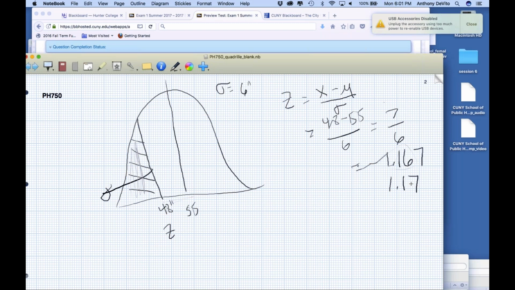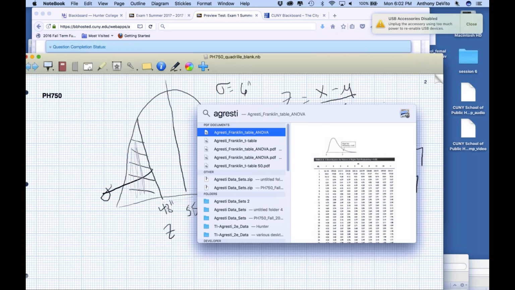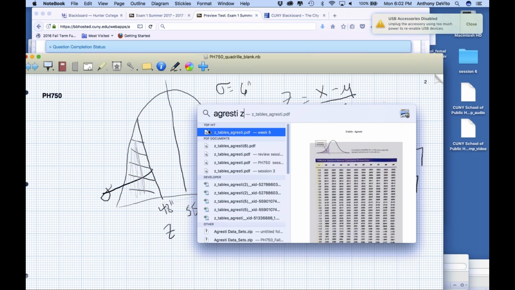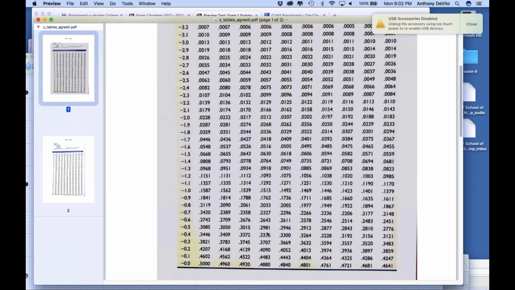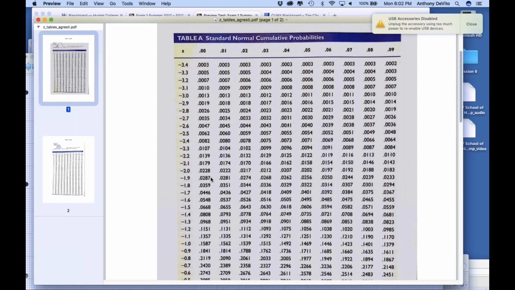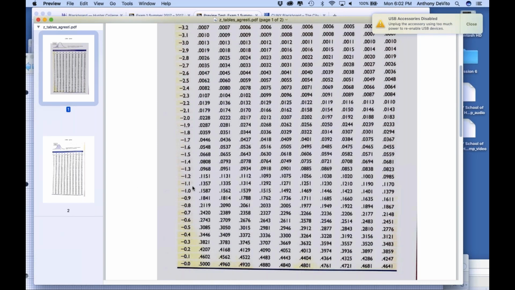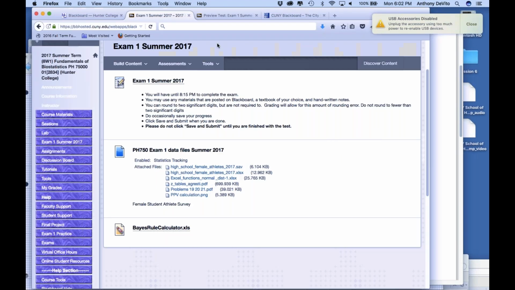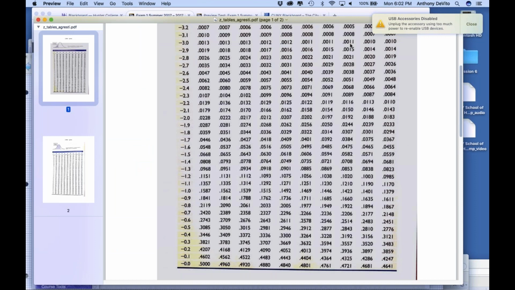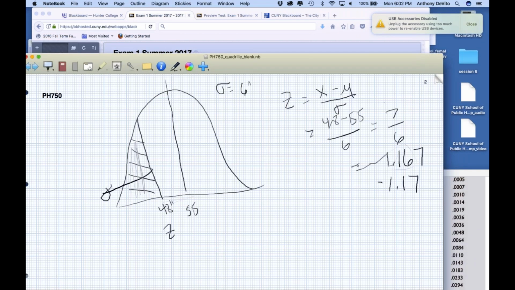Now I have to go to my z-table, which gives me the standard normal distribution, so I can figure out what area that negative 1.17 represents. Here's my z-table. A z-score of negative 1.17 is negative 1.1, and the last digit is the number of columns across: 1, 2, 3, 4, 5, 6, 7. So that's 12.1%, or 0.1210.